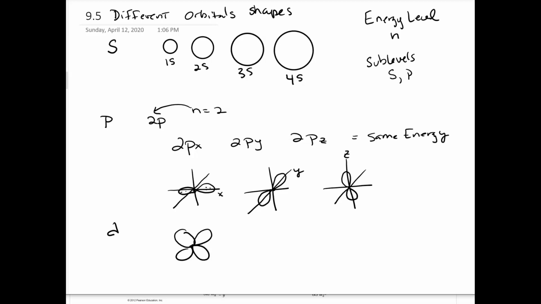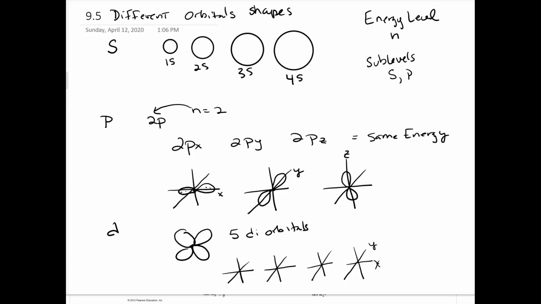And there are 5 d orbitals within an energy level. There are no 2d orbitals, but there are 3d orbitals. There are 5 different d orbitals. 4 of them have this cloverleaf shape, and they are oriented and named according to how they're oriented in the axis.